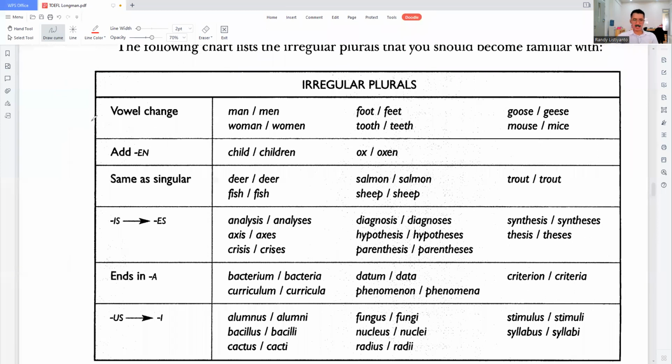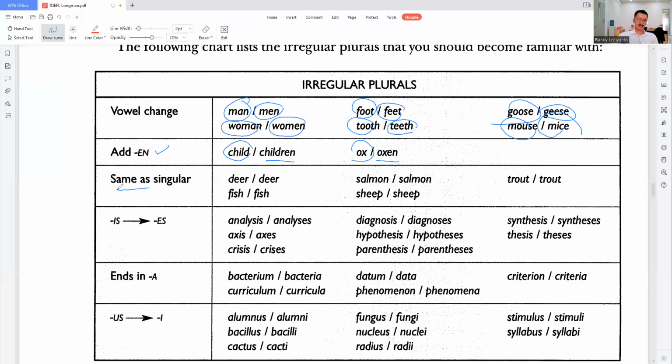Okay, the first is vowel change. Man is singular, men is plural. Woman and women. Foot and feet. Tooth and teeth. Goose and geese. Mouse and mice. Okay. Add -en: child into children, ox into oxen.